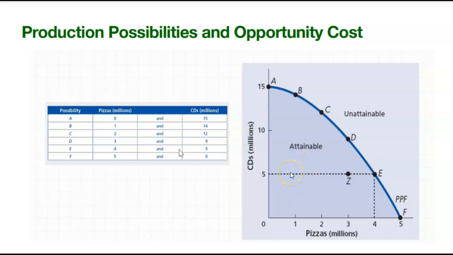But here's the thing, it's not efficient, okay? Why would you want to make 1 pizza and 5 CDs when you can make 3 pizzas and 10 CDs? Like, why? Everything on this dark line is the best outcome. Making 0 pizzas and 15 CDs is the best thing. Making 1 and 14 is the best thing. Making 3 pizzas and all this is the best.